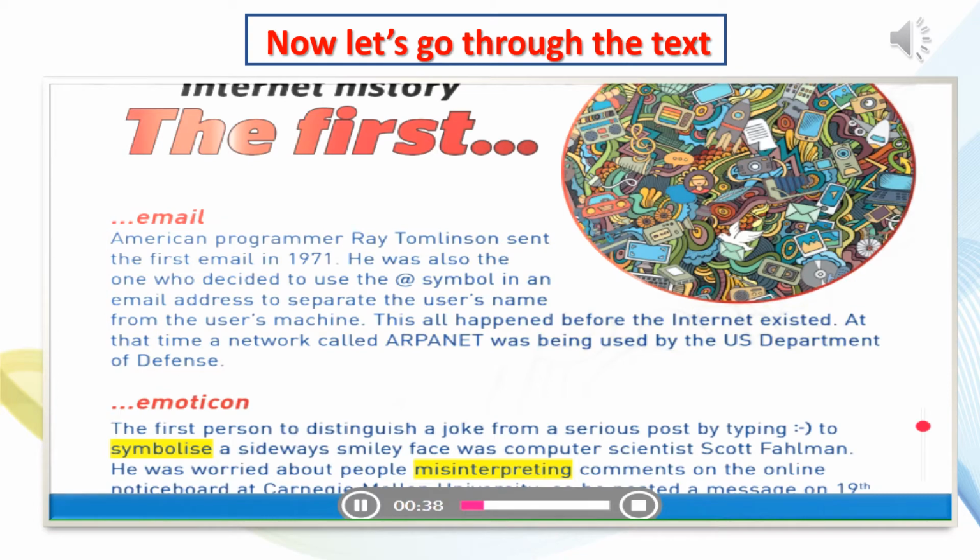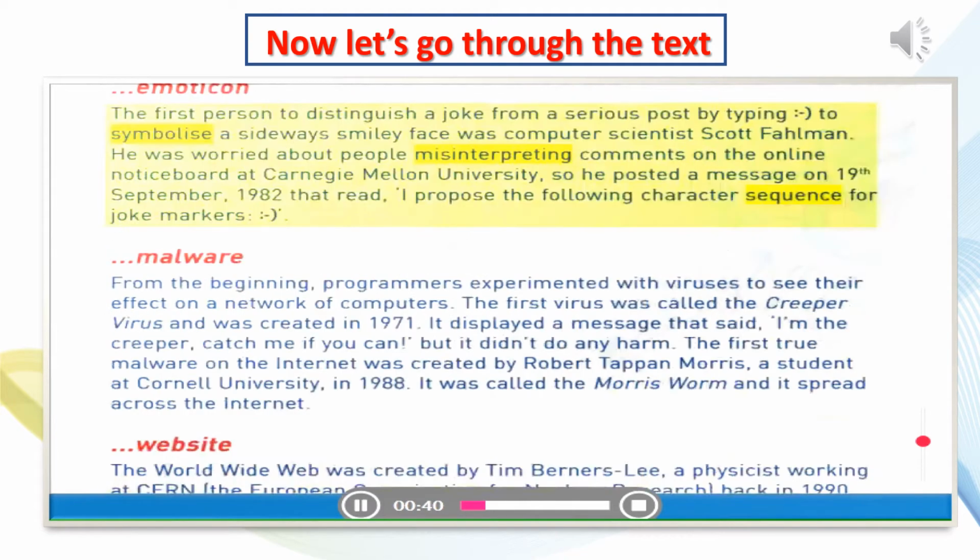The first emoticon. The first person to distinguish a joke from a serious post by typing colon closing bracket to symbolize a sideways smiley face was computer scientist Scott Fahlman. He was worried about people misinterpreting comments on the online notice board at Carnegie Mellon University, so he posted a message on the 19th of September 1982 that read, "I propose the following character sequence for joke markers: colon closing bracket."